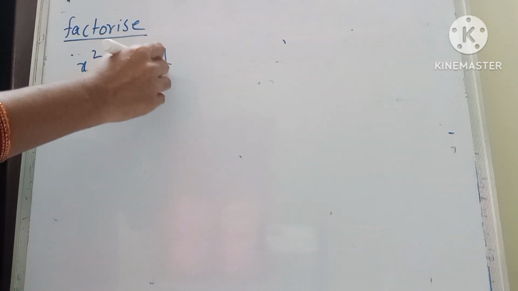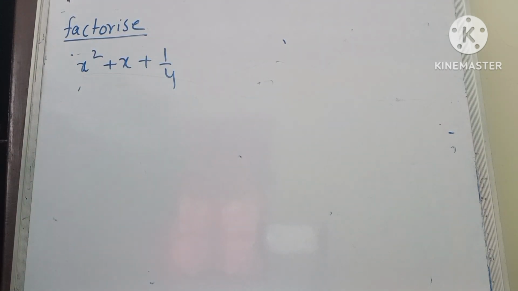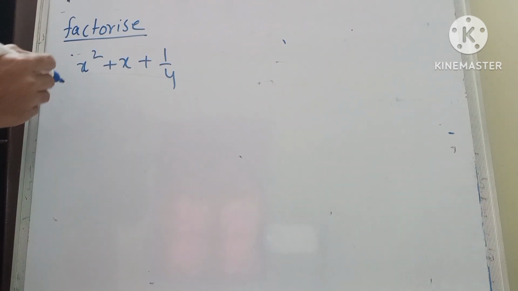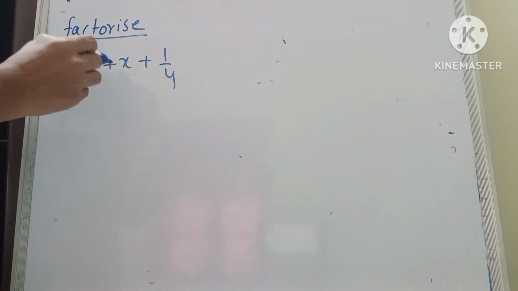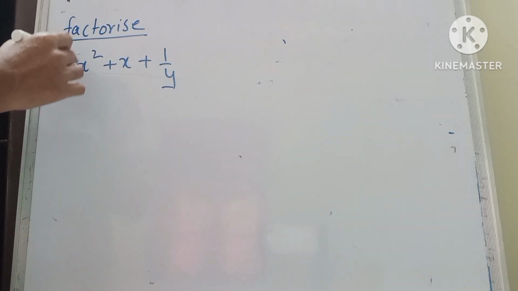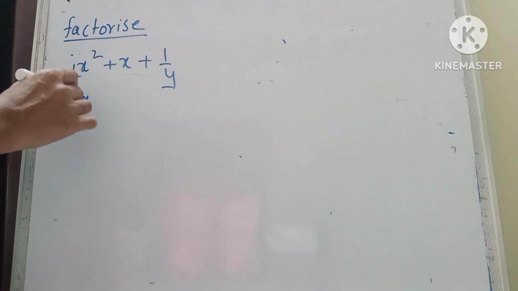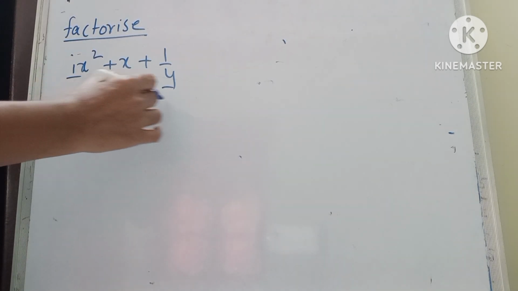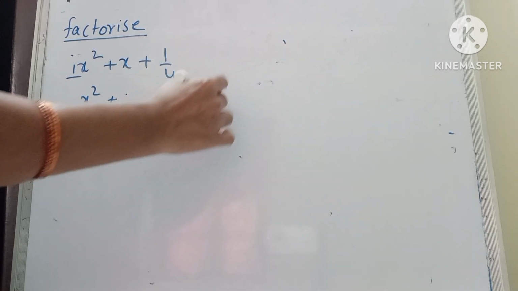x square plus x minus 1 by 4. So factorize this. So this is also same as the previous question. Look at the first and the last terms. Are these perfect squares? Yes. Here the coefficient is 1, we can write it as 1 square. So x square plus 1 by 2 whole square.